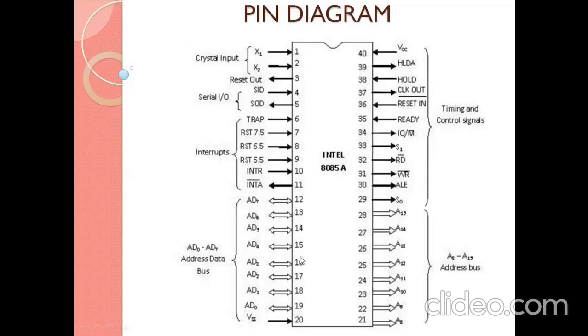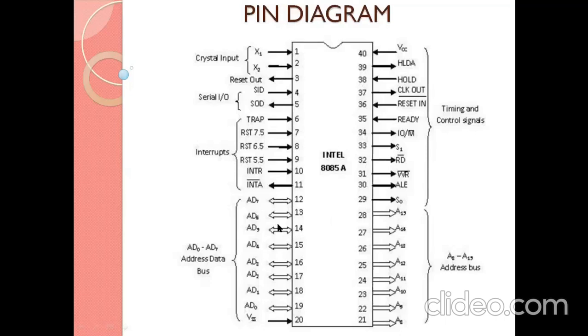If you see pin numbers 12 to 19, they are called bidirectional. What is meant by bidirectional? Here the signal is transferred from the peripheral device to the microprocessor and from the microprocessor to the peripheral device. There are two types of lines available. Here we can see pin number 7. This is called a single line. If you see pin numbers 12, 13, 14, 15, this is called a group of lines. So that is called a bus.